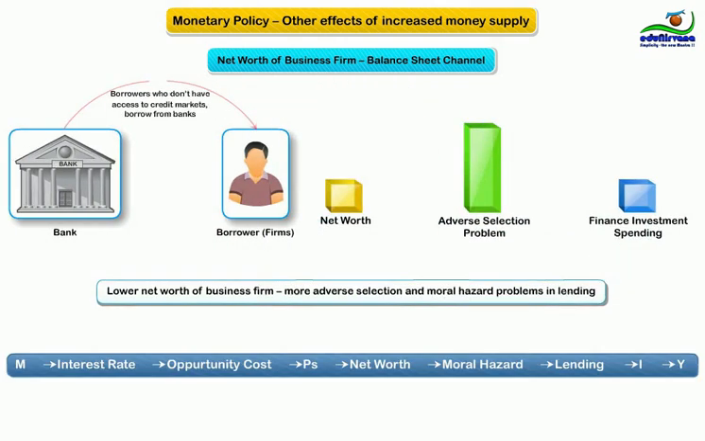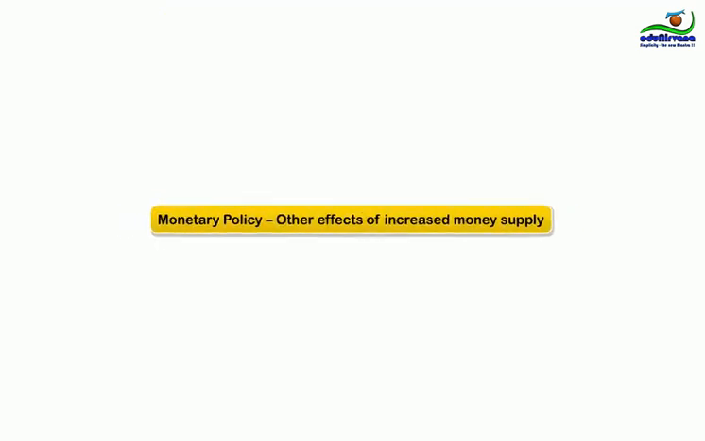Monetary policy can affect firms' balance sheets in several ways. Expansionary monetary policy, that is, an increase in money supply, causes a fall in interest rates, a fall in opportunity cost, and an increase in the net present value of firms' future cash flow. This raises the net worth of firms, lowers the moral hazard problem, increases bank lending, and so leads to higher investment spending and aggregate demand.